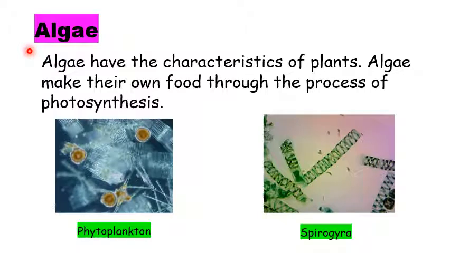Number 3 is algae. Algae have the characteristics of plants. Algae make their own food through the process of photosynthesis. So the examples here are phytoplankton and spirogyra.